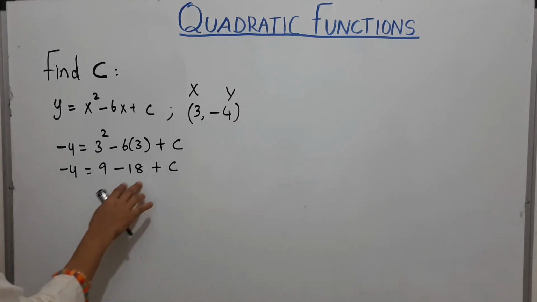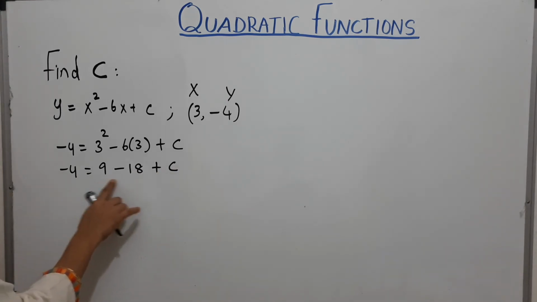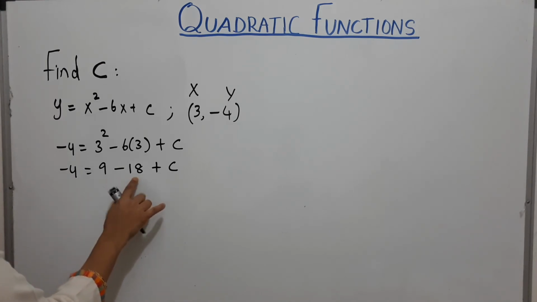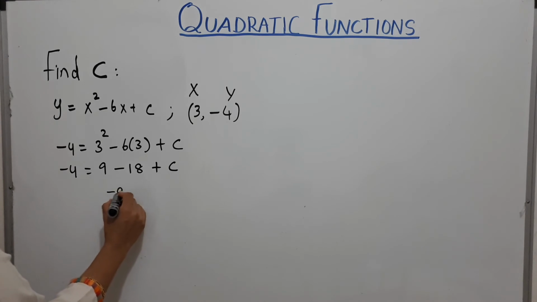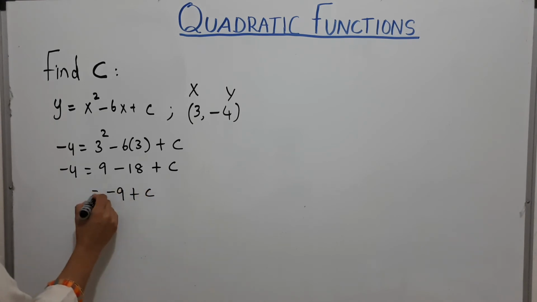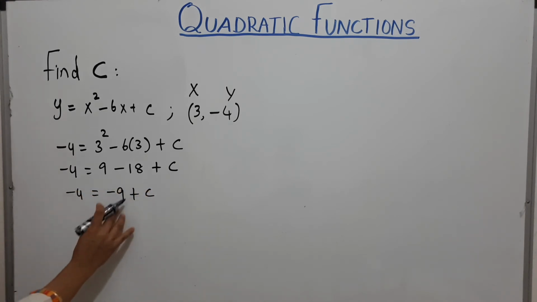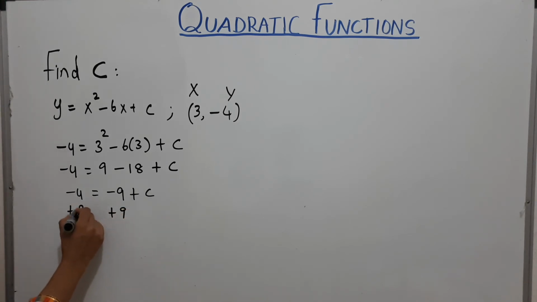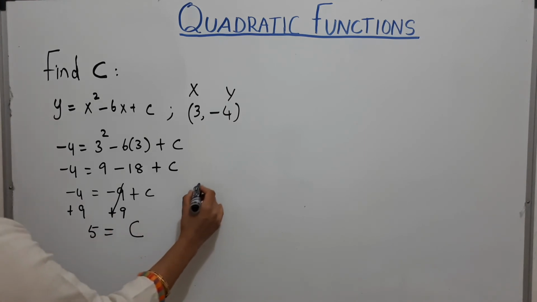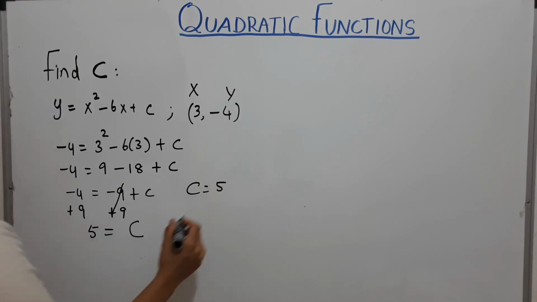Now you can bring all these numbers to the other side. First of all, we can simplify this first. So 9 minus 18 will be negative 9. Negative 9 plus c is equal to negative 4. And now you can bring this to the other side. So this will be plus 9 and plus 9. So this will be gone and the value of c will be equal to 5. So c is equal to 5 will be the answer.